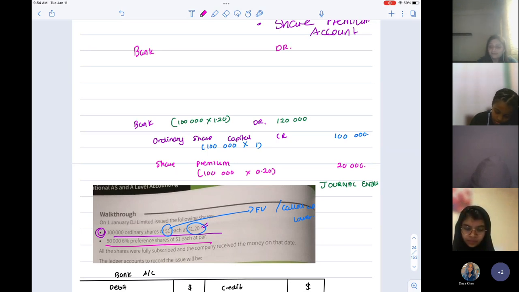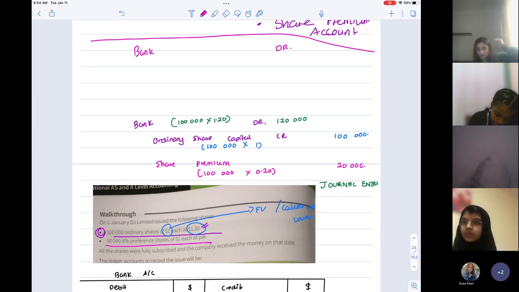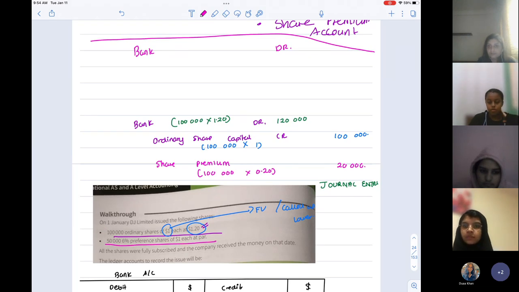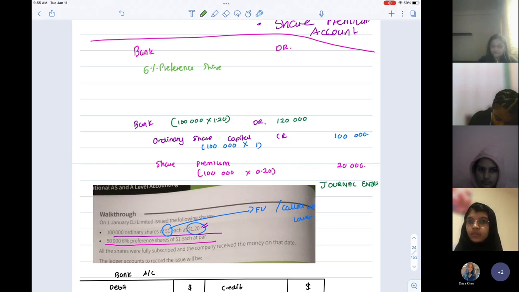Is capital getting created? Capital as debit or credit? Credit. What is the name of the capital, Atiya? Preference capital. Okay. How will we write it? 6% preference share capital credit. Now it is the amount part.